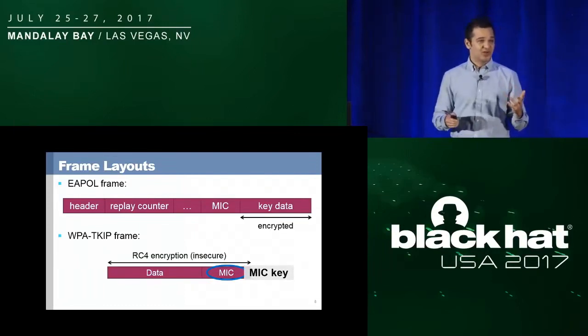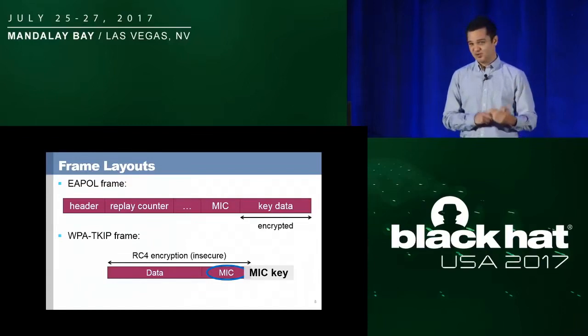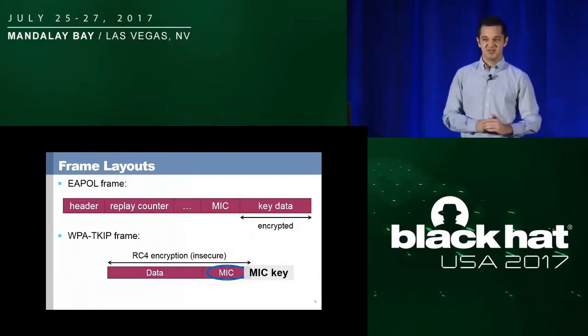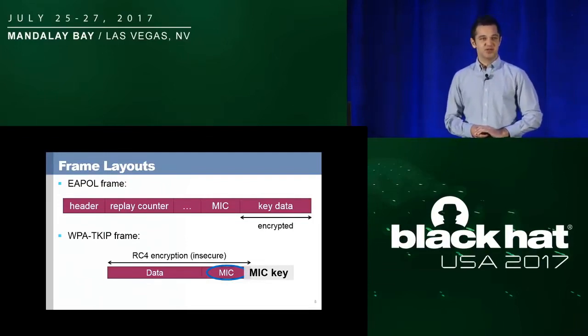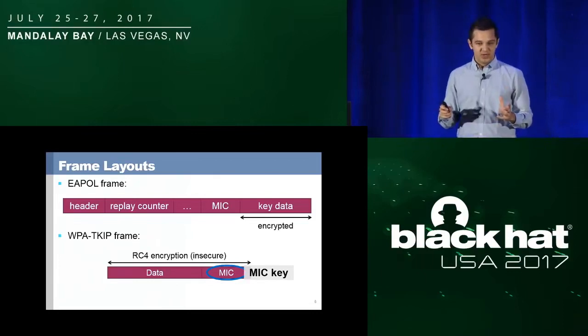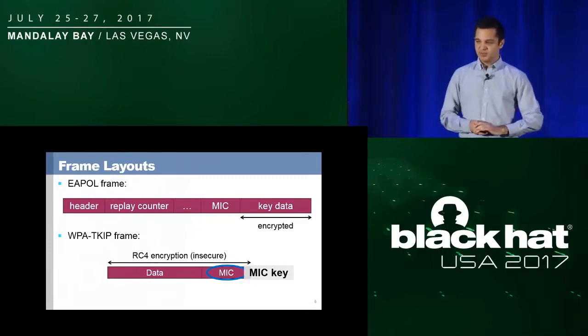You should know by now that RC4 is an insecure algorithm. You should not be using it. And this is one of the reasons why WPA TKIP is not as secure. There's another reason why WPA TKIP is not secure, and that's because this MIC check here is calculated using a MIC key, using a hash algorithm, essentially.